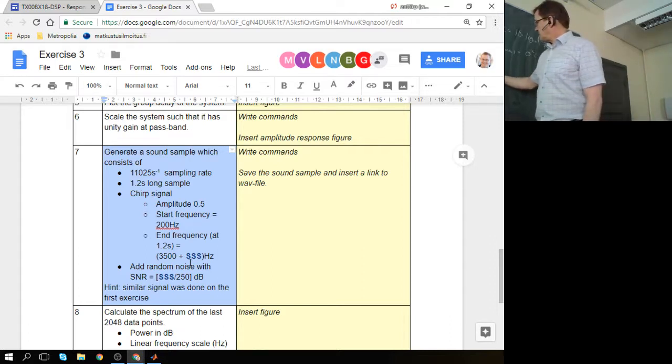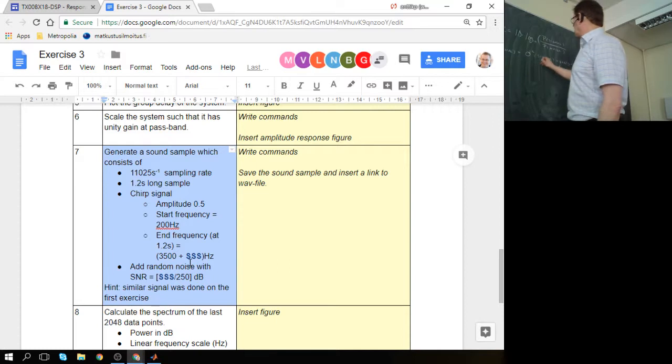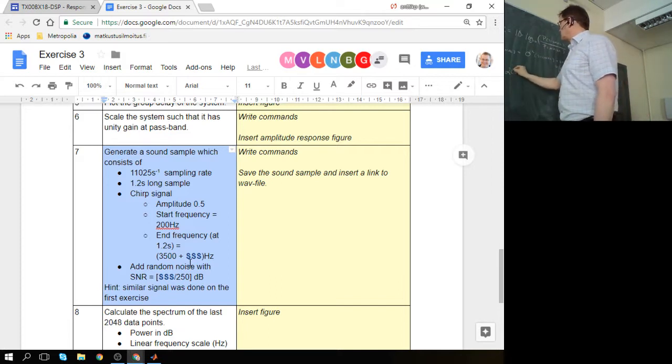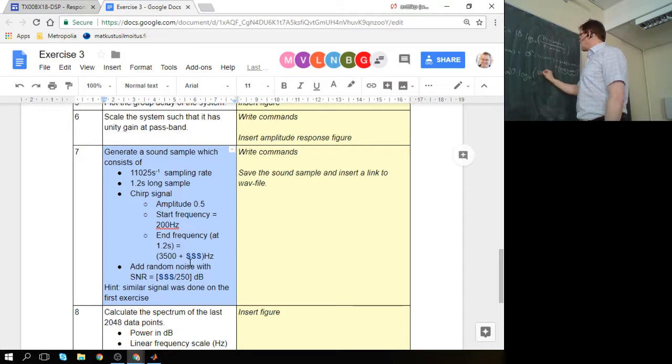Meaning that, okay, I'll just simplify a little bit. So this is signal standard deviation squared, and for noise, noise standard deviation squared. So I can take the square out. Then I have 20 times log base 10 of standard deviation of signal divided by standard deviation of noise.